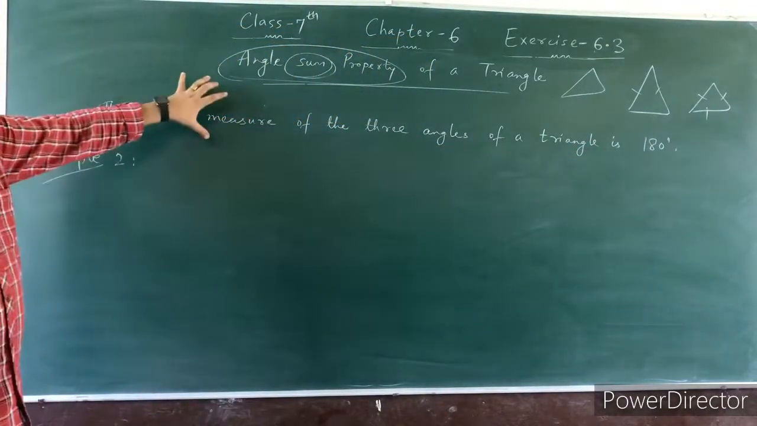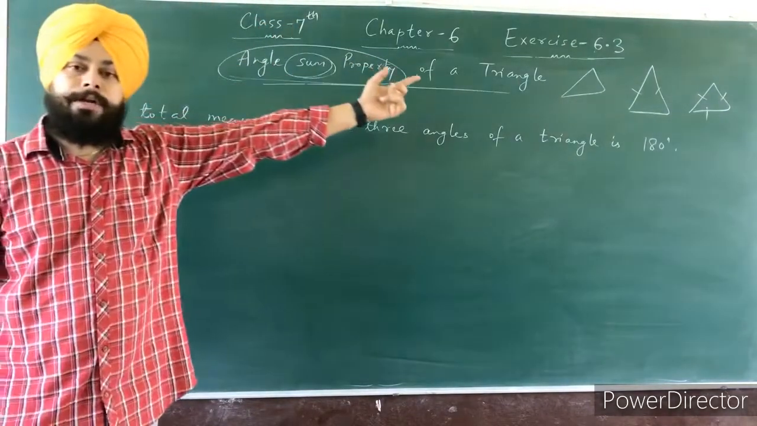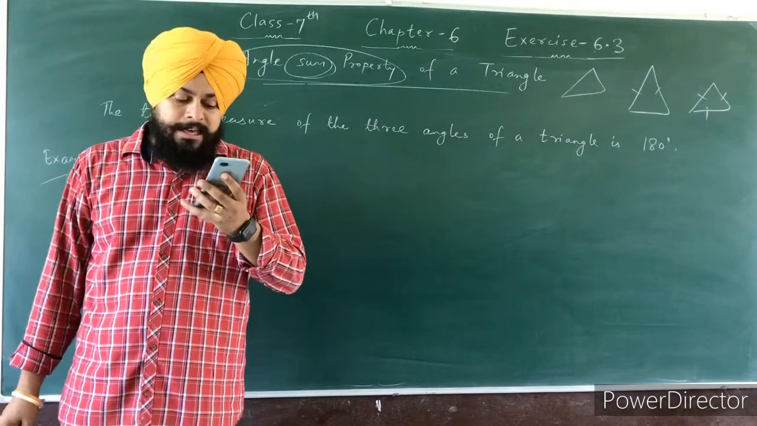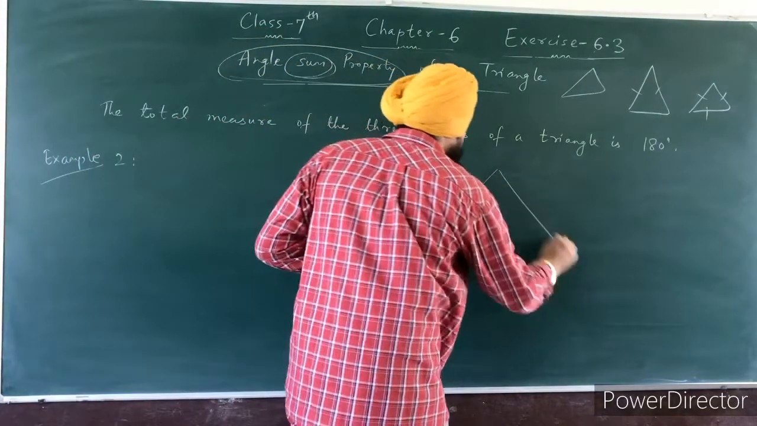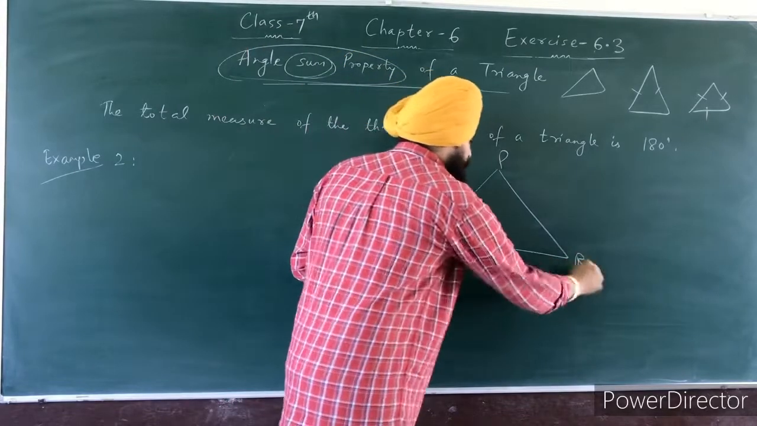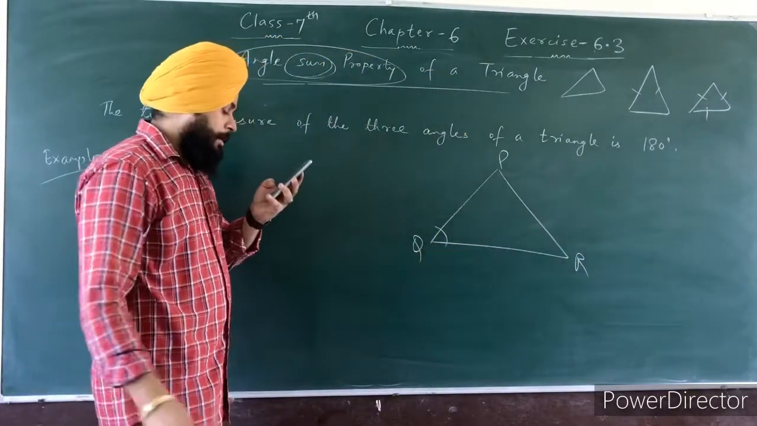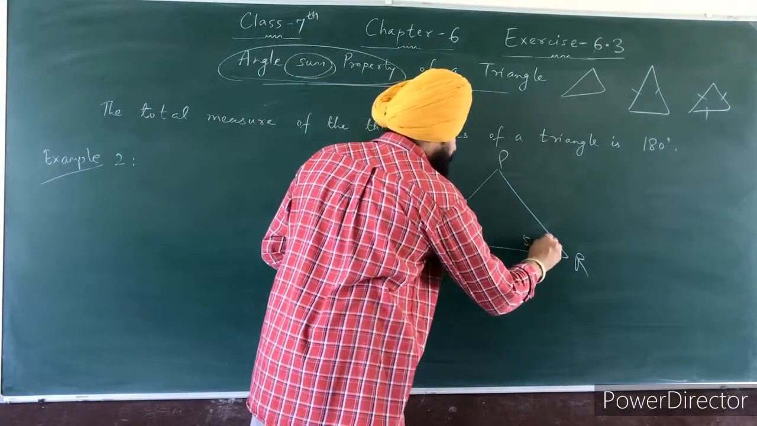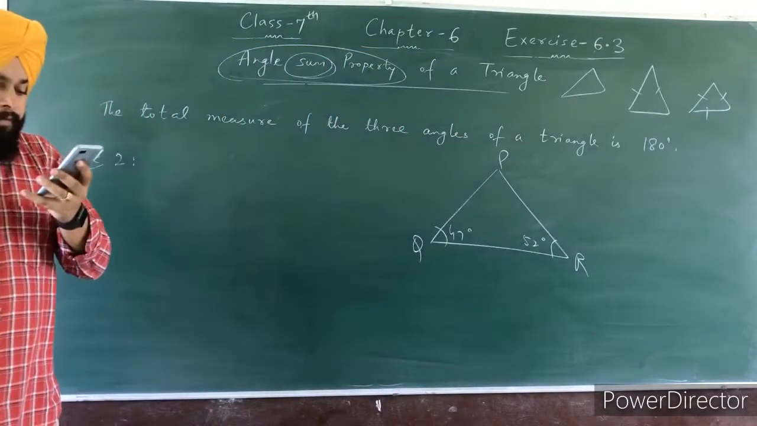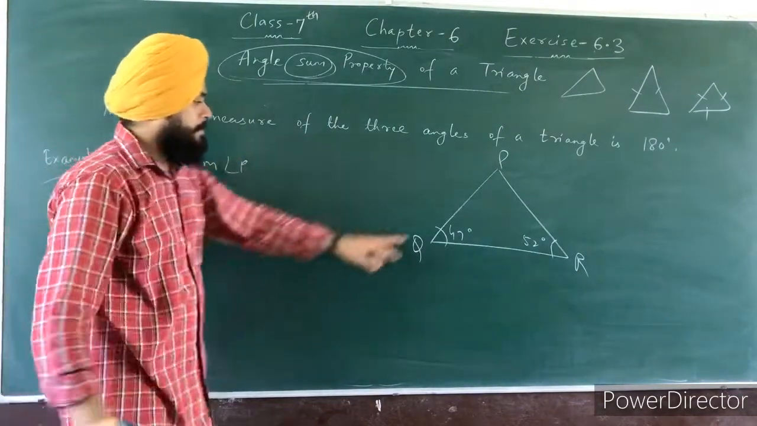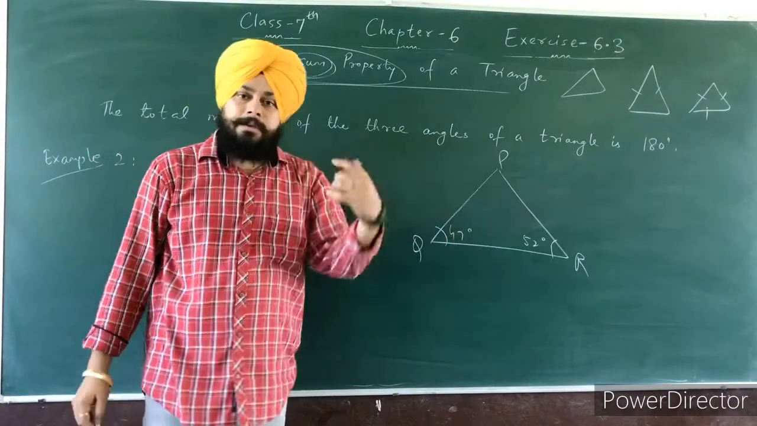Alright, so we will use this property in exercise 6.3. Let's see example number 2. In the given figure, the name of the triangle is PQR. Measure of angle Q is 47 degree. Measure of angle R is 52 degree. The question is, in the given figure, find the measure of angle P. It means you have to find this angle P, how much the measure of angle P will be.